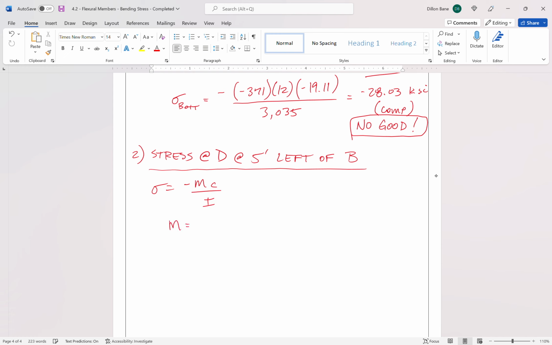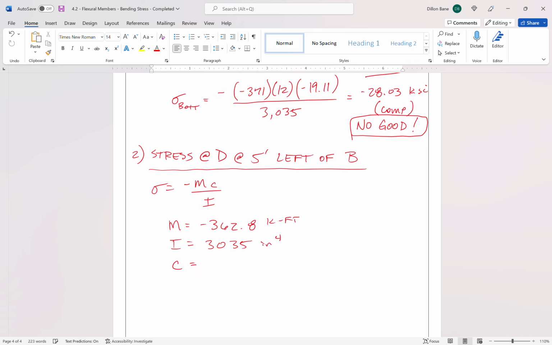Moment was negative 362.8 kip feet. We can figure that out. We figured that out from our moment diagram and our equations. Inertia is still 3,035 inches to the fourth.